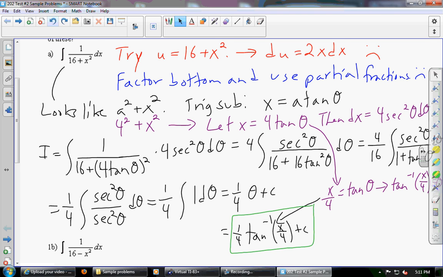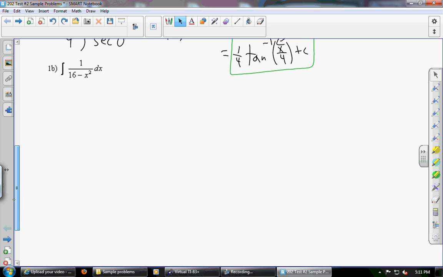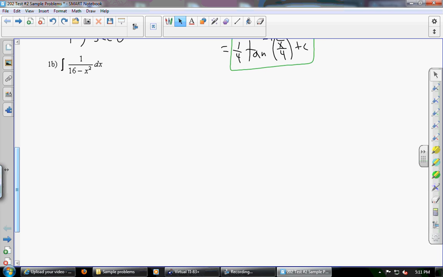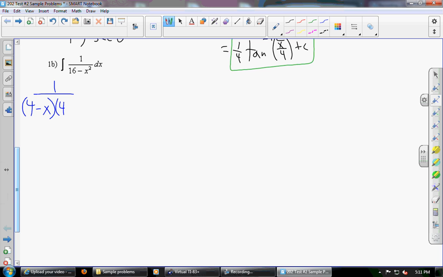Moving on to 1b. We have the integral of 1 over 16 minus x squared. I talked about maybe the technique of partial fractions because we can factor the bottom: 4 minus x, 4 plus x. Make sure you put the 4's first. Okay, take a moment, make sure you know how to set up the partial fraction decomposition. In this case, both are linear things, so they just get single constant terms on top. We're going to multiply both sides by the LCD.